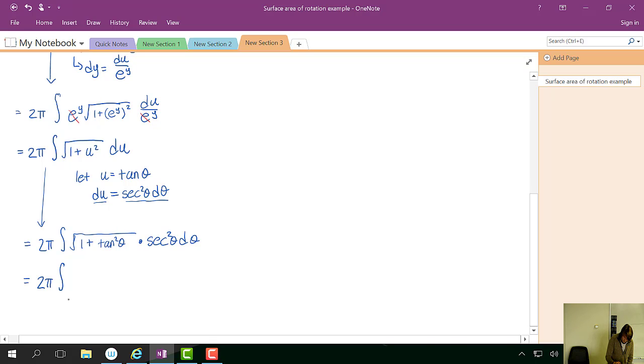All right, and so based on our formulas, what is 1 plus tangent squared going to become? Secant squared. And square root of secant squared is just secant. So secant theta times the secant square root of theta d theta gives us 2 pi integral secant cubed of theta d theta.